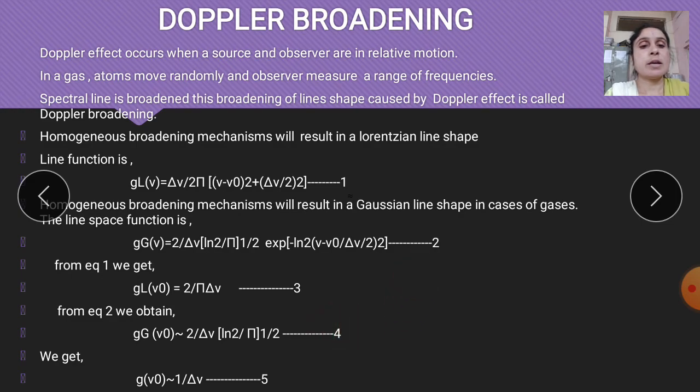So, in this way we get the final equation of this mechanism, G of V0 approximately 1 by del V. So, in this way we can prove the Doppler broadening mechanism. This broadening mechanism includes the Lorentz line shape and the Gaussian function. With these two functions we can prove the Doppler broadening mechanism. So, thank you.